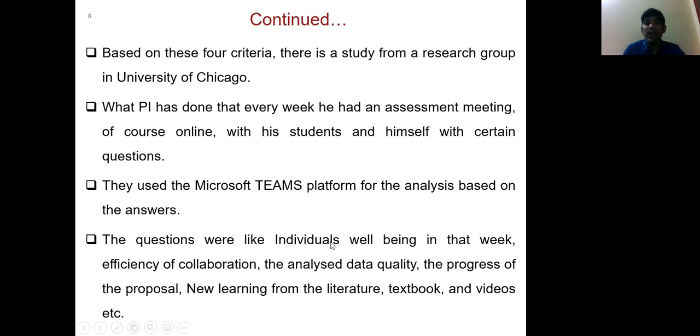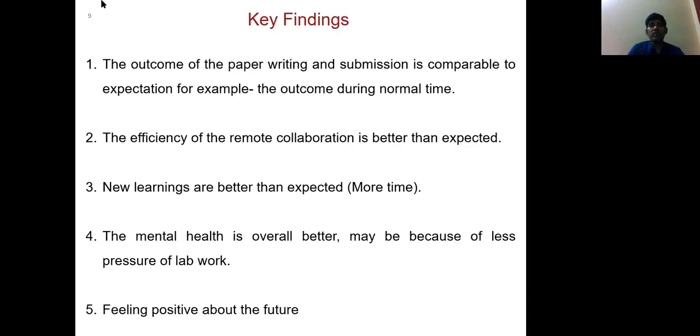The simple questions were about individuals' well-being, efficiency of collaboration, data quality, the progress of the proposal, and new learnings from the literature, textbooks, videos, etc. Every student and researcher gave their feedback, and they did the analysis using the Microsoft Teams platform. They found some key findings. First, the outcome of paper writing and submission was comparable to the expectation, for example, the outcome during normal times. It was not differing too much.